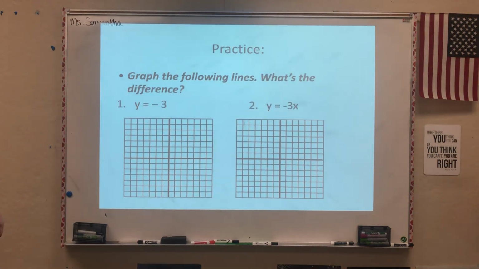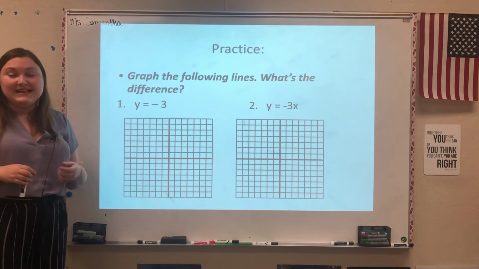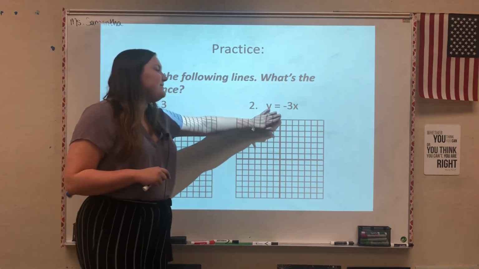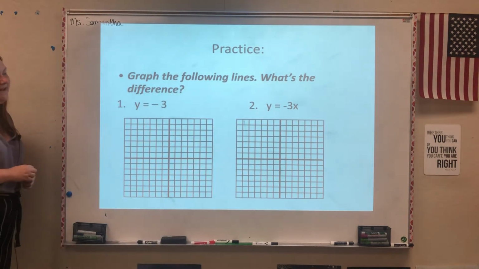So the first one says, graph the following lines. What is the difference? The first one says y equals -3, and then the second one says y equals -3x.